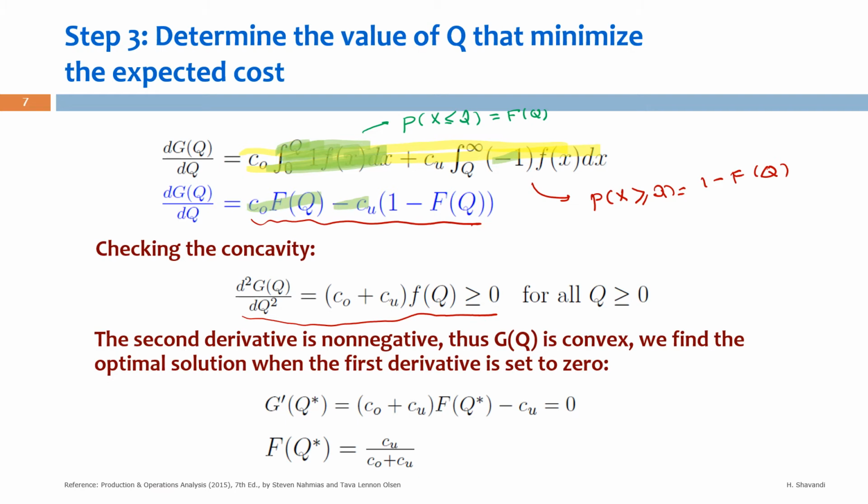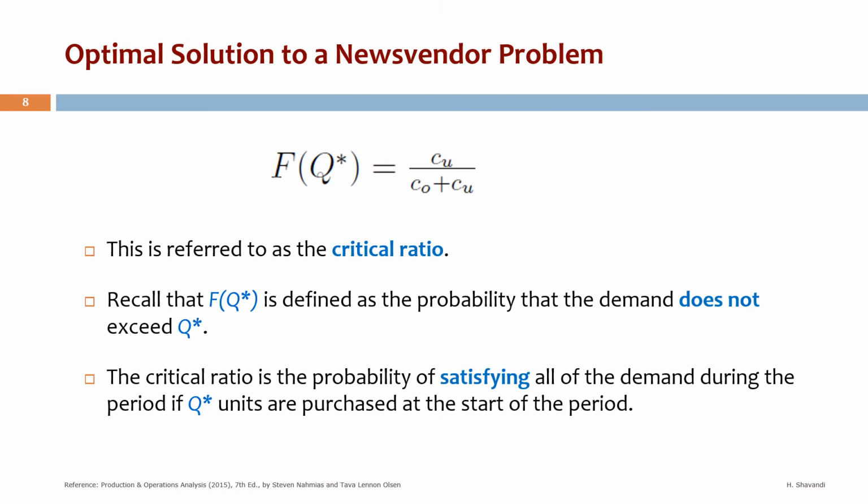Then if we set this equation to be 0 and solve that for Q, as you see here, we will obtain this closed form function to obtain Q star. So Q star, I mean the optimal order quantity, can be obtained by this equation: FQ star should be equal to Cu over Co plus Cu. Okay, so we obtain this equation in order to calculate Q star.